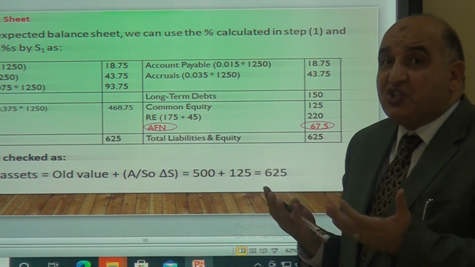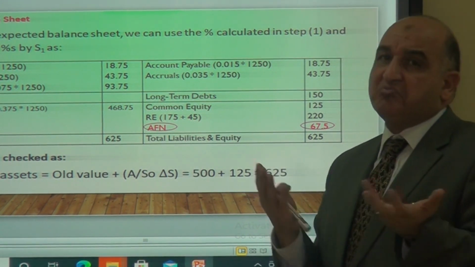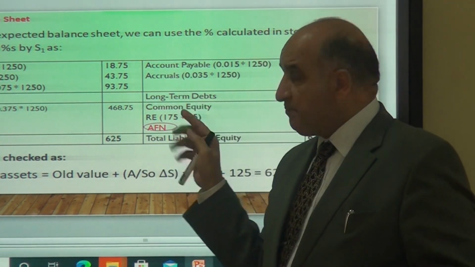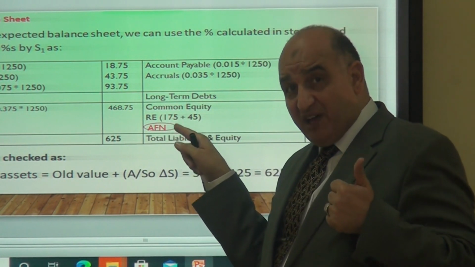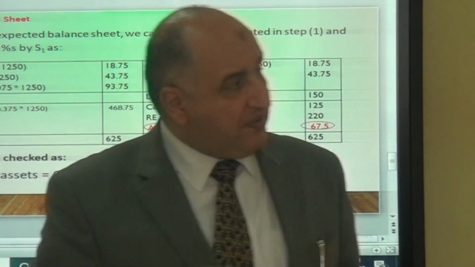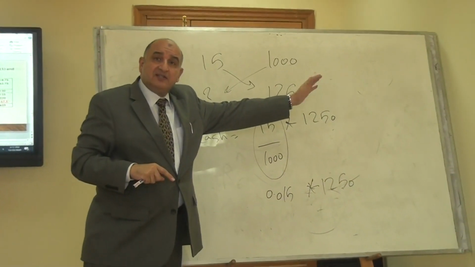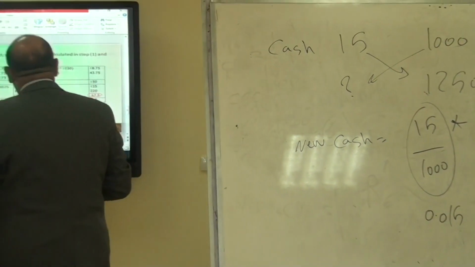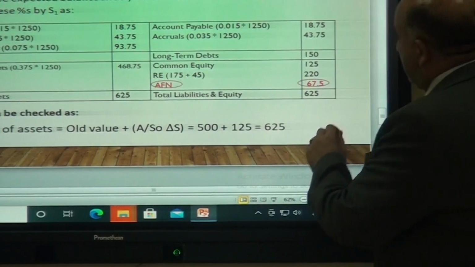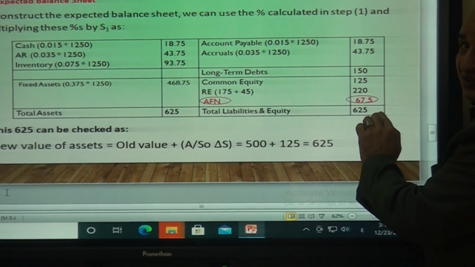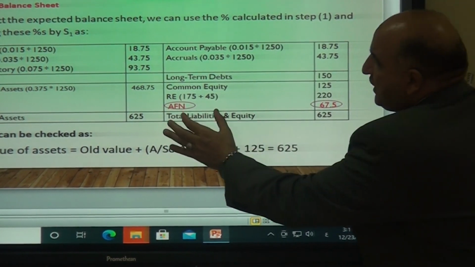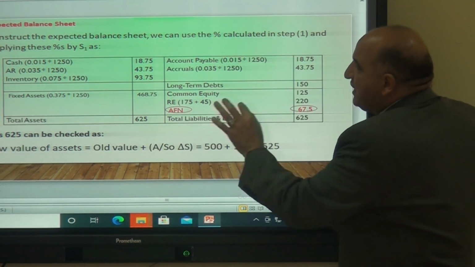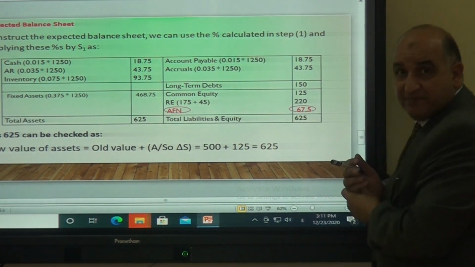Common equity, he didn't mention that we are going to issue shares, so this is the value of common equity. Retained earnings was 175, but please don't forget, remember when we wrote here that we have a new retained earning equal 45, so it must be added to this one. The summation is not 625, so the remainder, which is 67.5, equals exactly the additional funds needed.